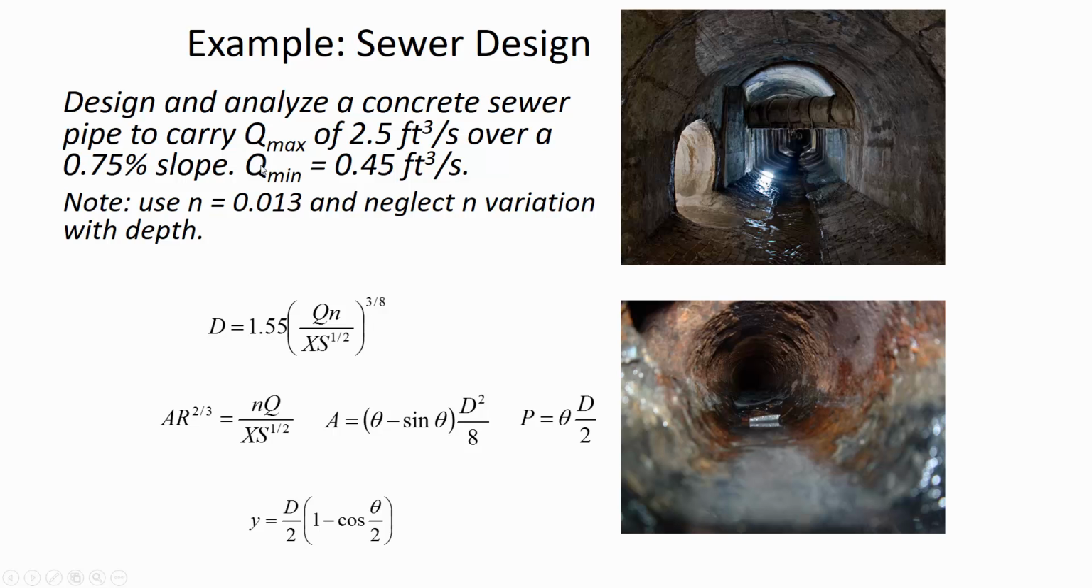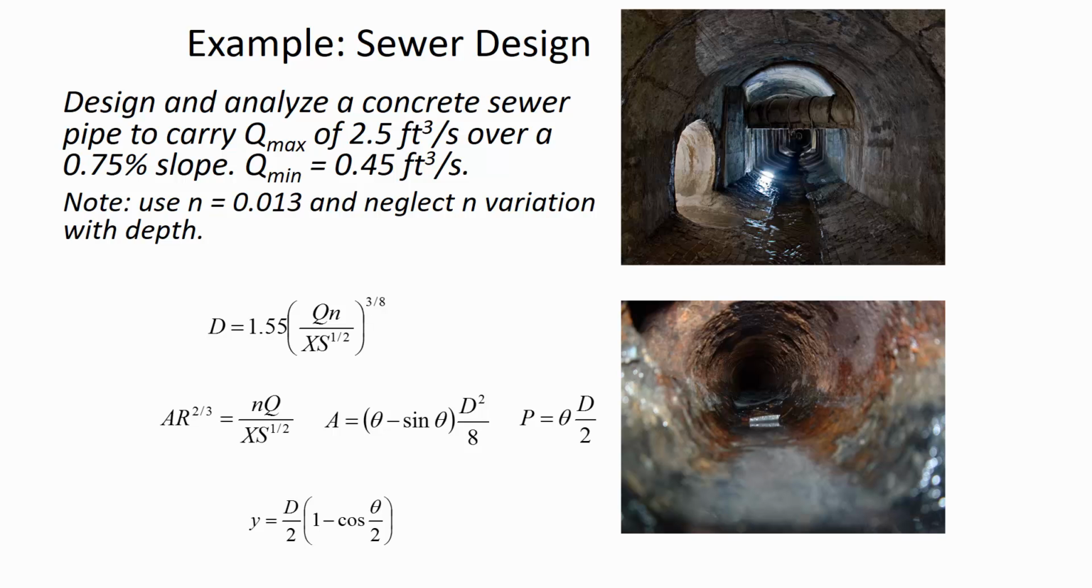Now here's the minimum flow rate. We're going to have to check and see if the minimum velocity of 2 feet per second is available at that minimum flow rate. We're going to use our N full of 0.013 and in this case neglect N variation with depth. I think actually in my updated N value.